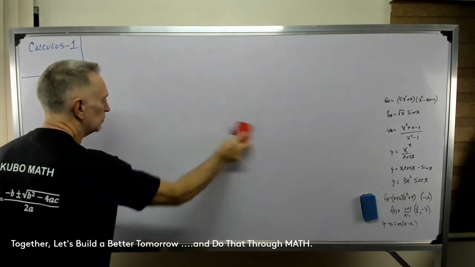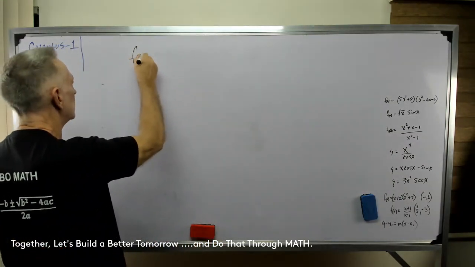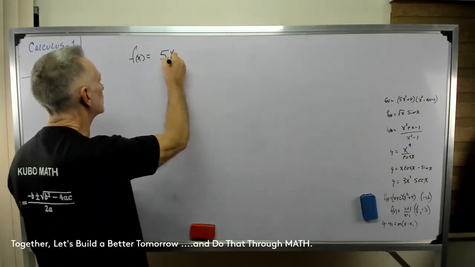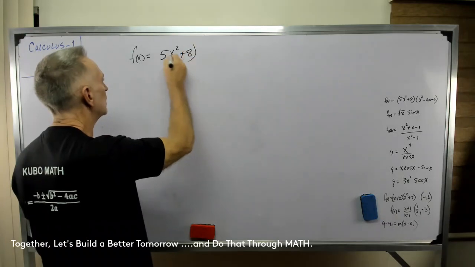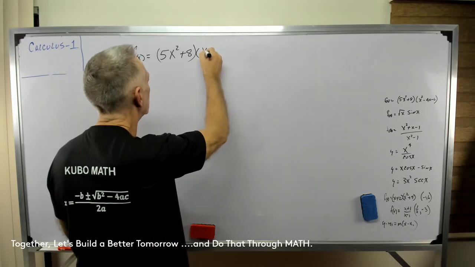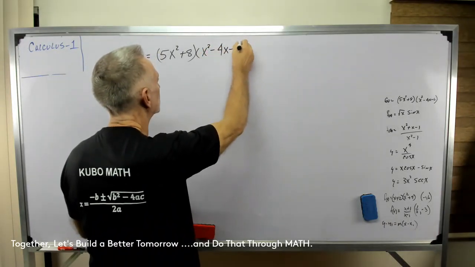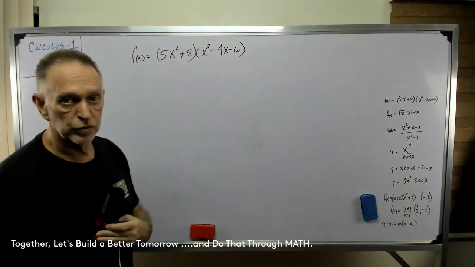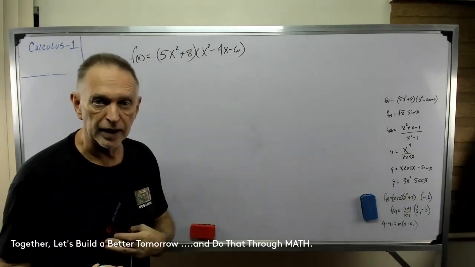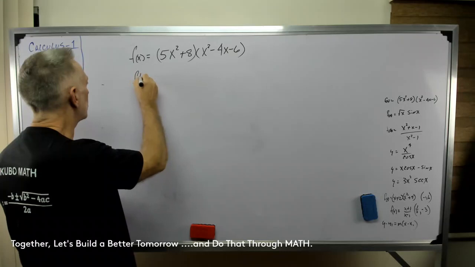Let's see what else we've got. All right, we have f of x equals 5x squared plus 8 times x squared minus 4x minus 6. Now you know I'm a rules guy. We want to take the derivative of that. How do we do that? We use the product rule.